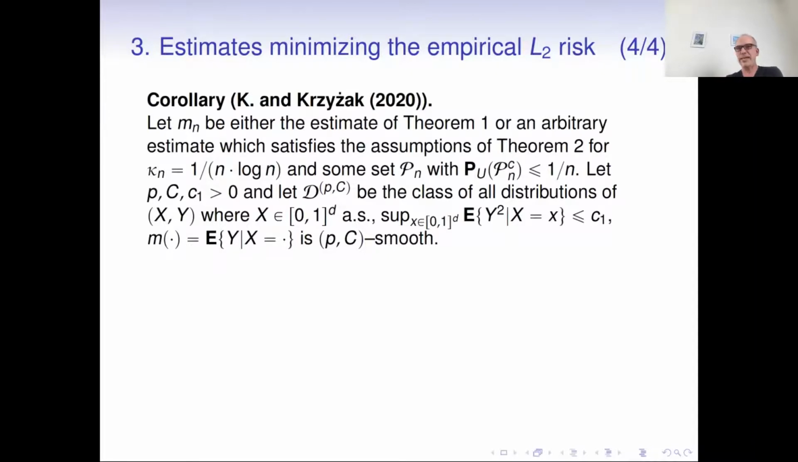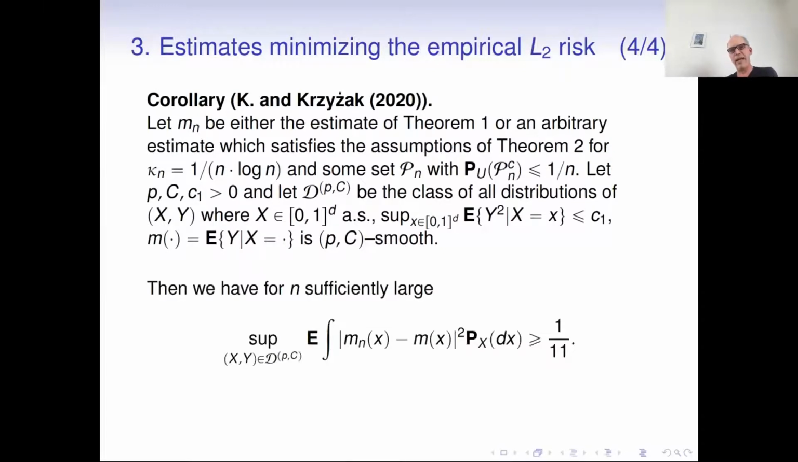Let M be the estimate of theorem 1. This estimate of theorem 1 has the following property. It satisfies the assumption of theorem 2 for kappa n equal to 1 divided by n log n, and some set Pn, such that the probability that u is not in Pn is less or equal than 1 over n. Let p, C1 be greater than 0. Let D(p,C) be the class of all distributions of (X,Y) where X is in the unit cube, the conditional expectation of Y squared given X equal small x is bounded by C1, and m, the regression function, is p-smooth. p-smooth means something like, if p is a natural number, it's p times continuously differentiable.